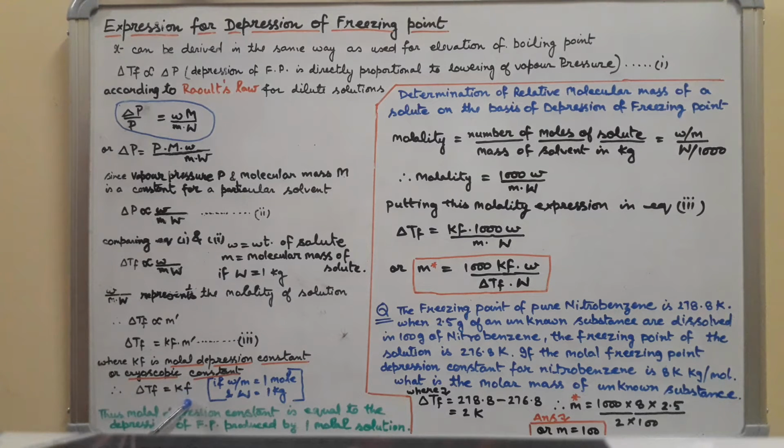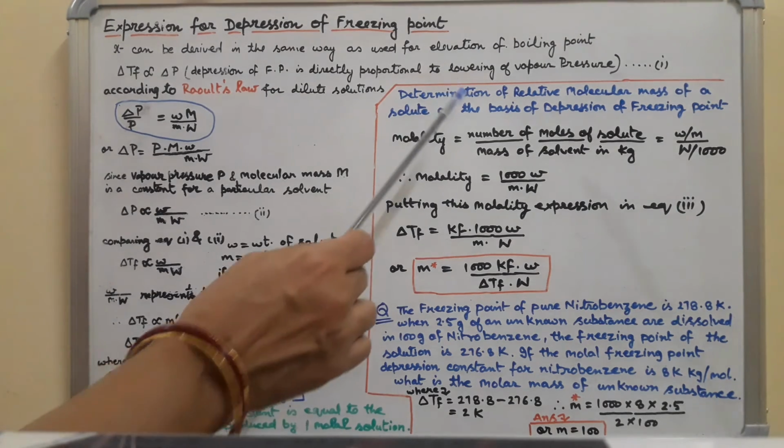And what is this Kf? It is a constant, the cryoscopic constant. What is this delta TF? This is the depression in the freezing point. Thus, the molar depression constant, that is this Kf, is equal to the depression of freezing point produced by a 1 molar solution. This is the one equation we have derived here.